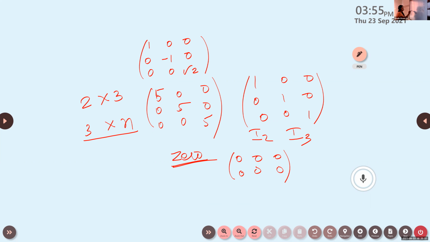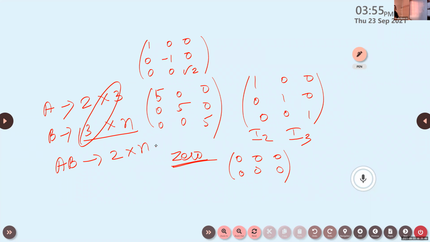So, what will be the order? Suppose A is a matrix of order 2 by 3. B is a matrix of order 3 by n. Then what will be the order of AB? It is 2 by n.